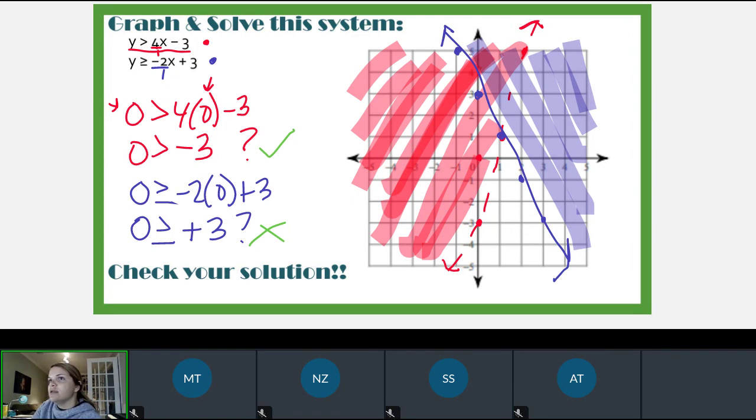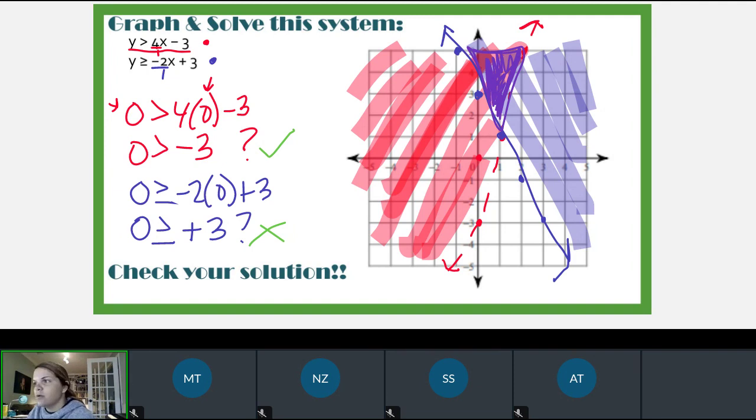So then as you can see, where red and blue overlap is right in this triangle here. Okay? Questions about any of that? Okay.